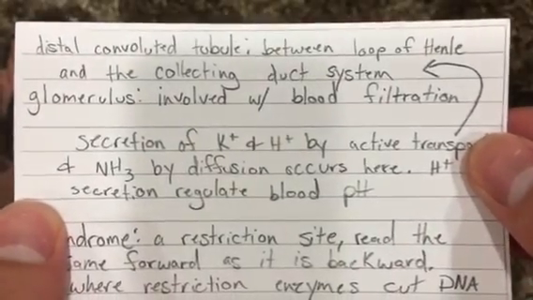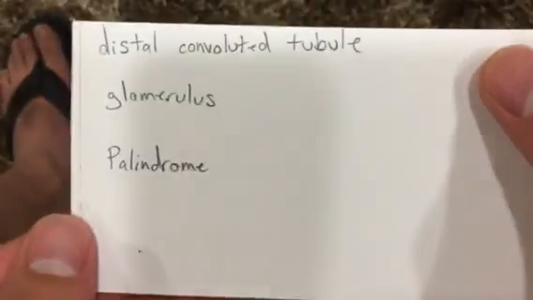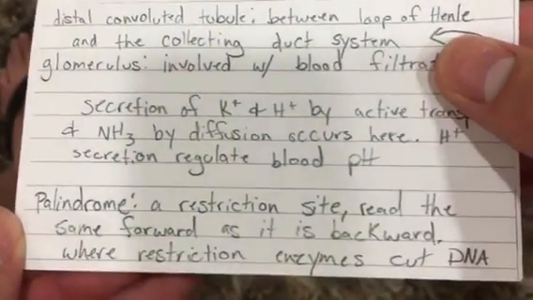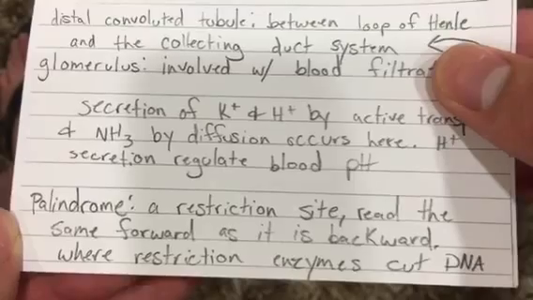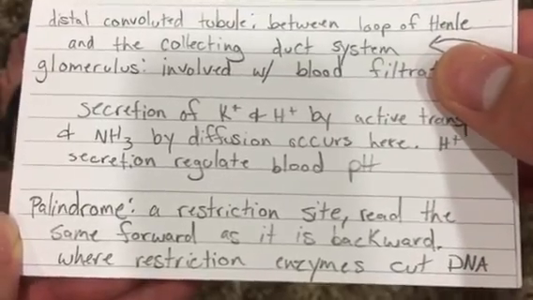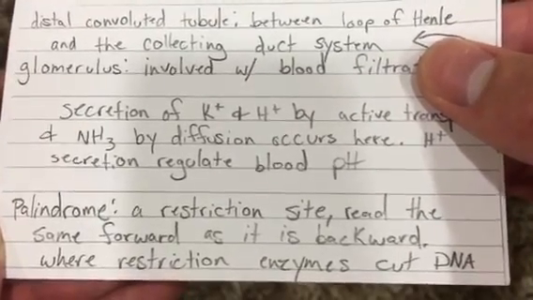Glomerulus, involved with blood filtration. Palindrome, a restriction site that reads the same forward as it is backward, where restriction enzymes cut DNA.